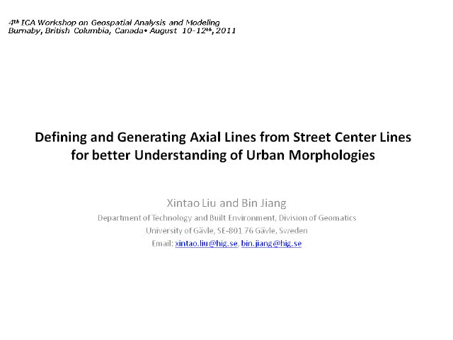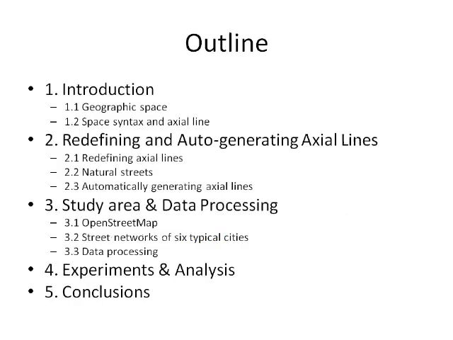The topic of this presentation is defining and generating axial lines from straight center lines for better understanding of urban morphologies. This presentation is divided into 5 parts. The first part introduces the background and some important concepts in this study. The second part presents the methodology. The third part shows the study area and the data, and the fourth part is experiments and analysis. The last part is conclusion.